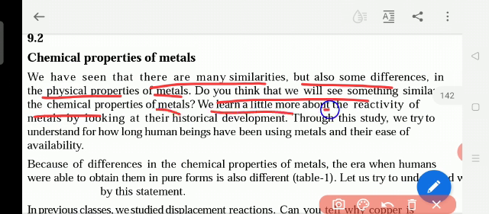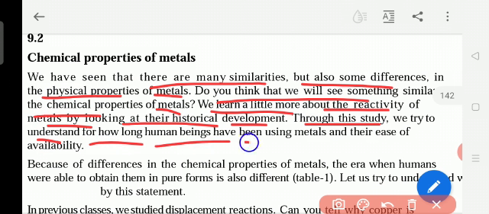We learn a little more about the reactivity of metals by looking at their historical development. Through this study, we try to understand for how long human beings have been using metals and their ease of availability. So here we study the chemical properties of metals, especially their reactivity: how metals react with other chemicals when they are exposed to the environment.